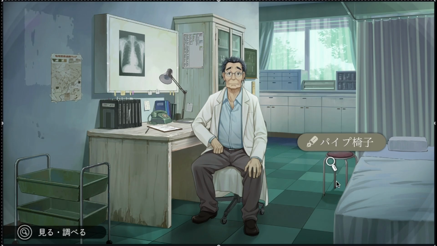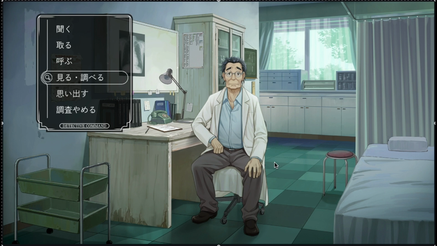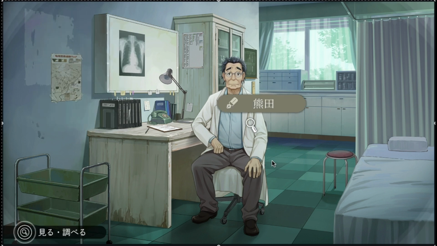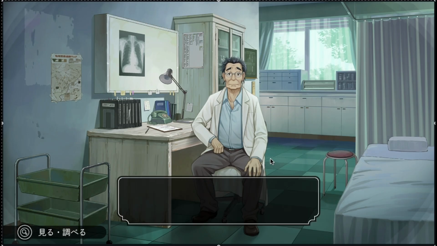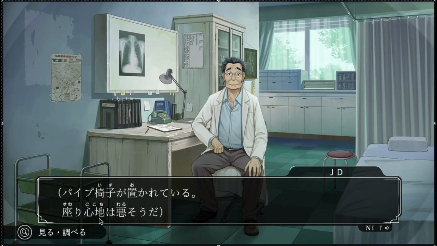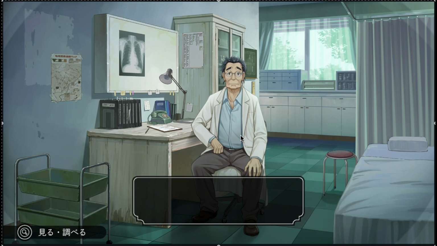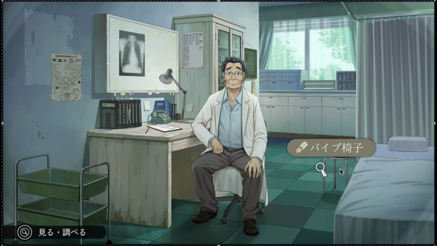Pipe isu. So this is a pipe chair. Pipe椅子が置かれている。座り心地は悪そうだ。 Kokochi. What is kokochi? Feeling? So it looks uncomfortable. Suwari, so to sit. And kokochi, so I guess the feeling of sitting seems bad. Okay. Yeah, it does not look comfortable. So we would probably localize it as that chair looks pretty uncomfortable. Something like that. We have a bed.